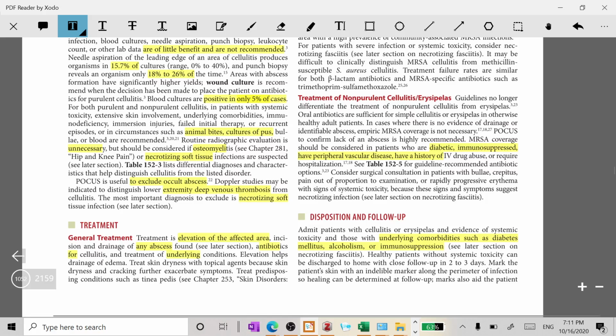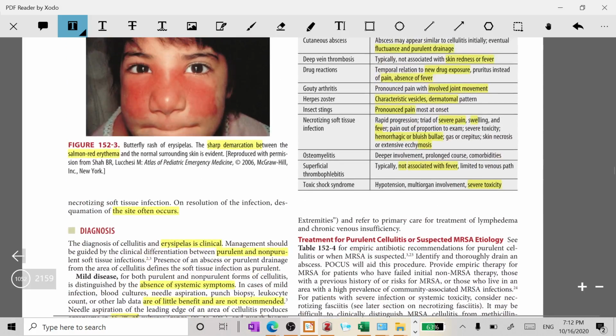treatment in cellulitis. Elevation helps in drainage of edema. Treat skin dryness with topical agents, because skin dryness and cracking further exacerbate the symptoms. Now, treat the predisposing conditions such as tinea pedis.